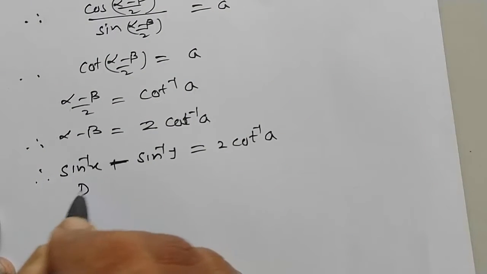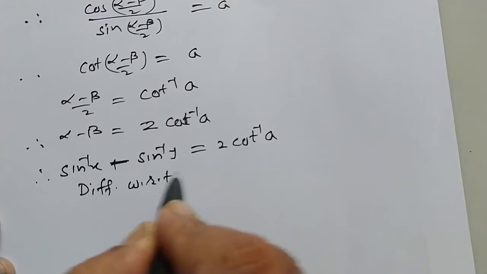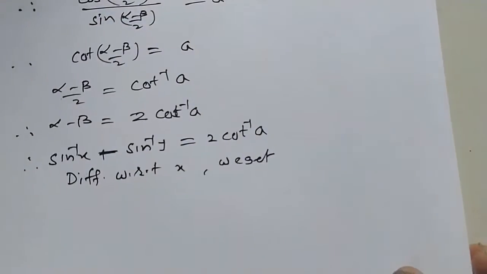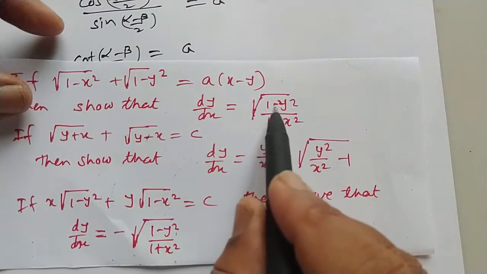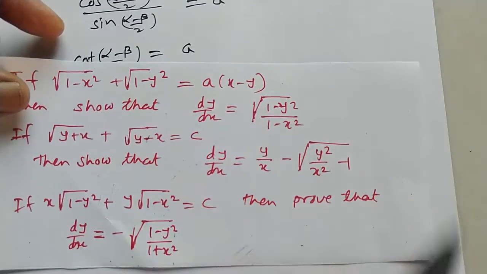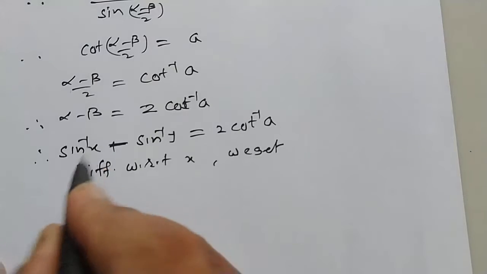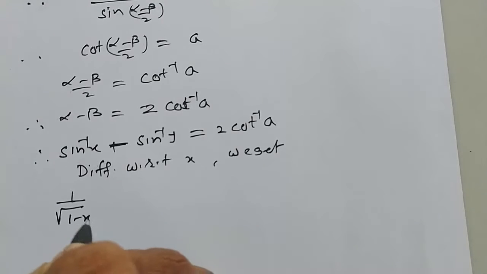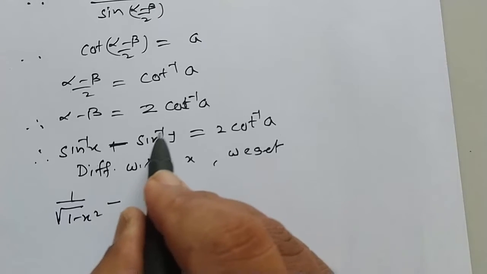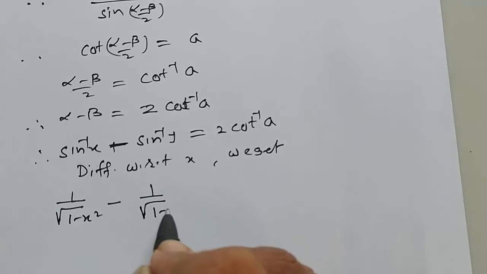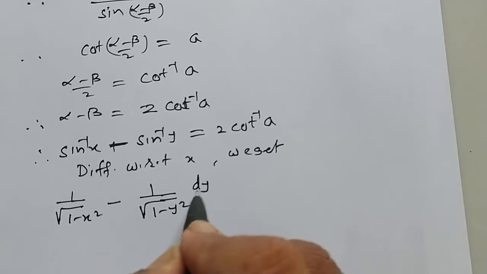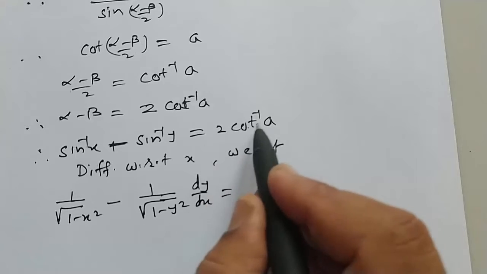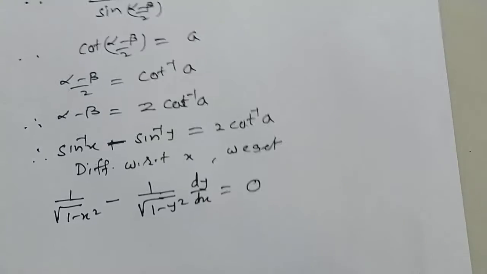Now differentiating with respect to x, we want to show that dy/dx = √((1 − y²)/(1 − x²)). The derivative of sin⁻¹x is 1/√(1 − x²), minus the derivative of sin⁻¹y, which is 1/√(1 − y²), and by the chain rule it is dy/dx. a is a constant, so cot⁻¹(a) is constant, and 2 cot⁻¹(a) is also constant, so its derivative is 0.